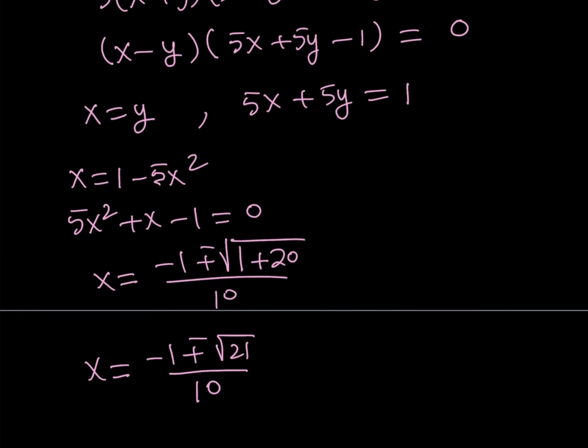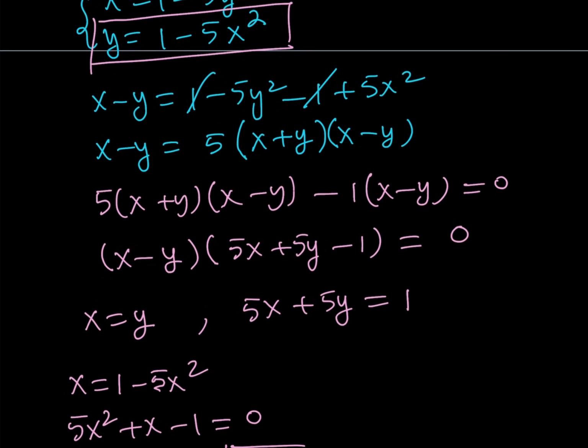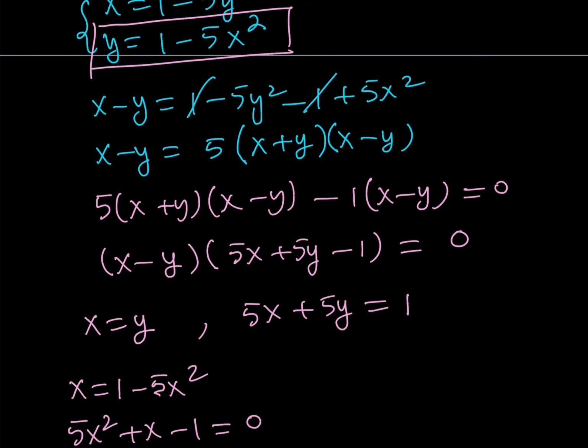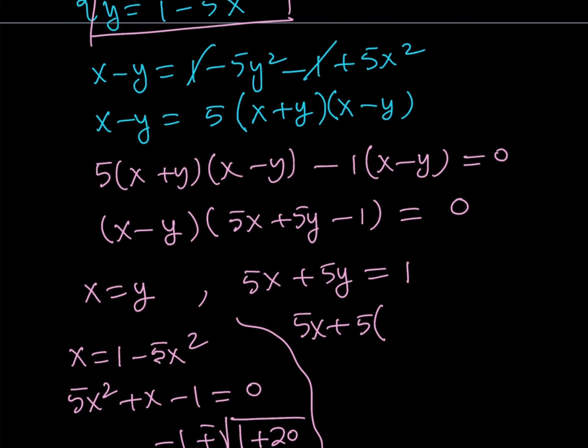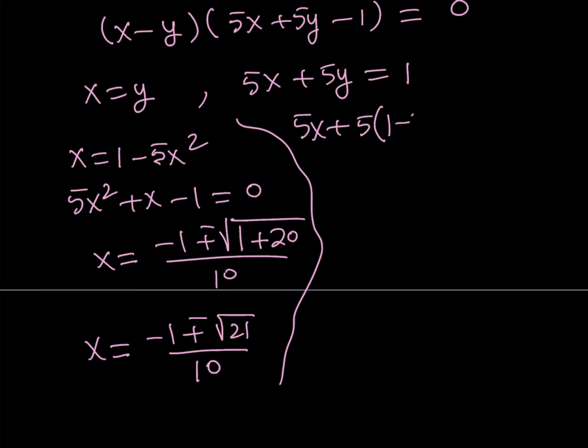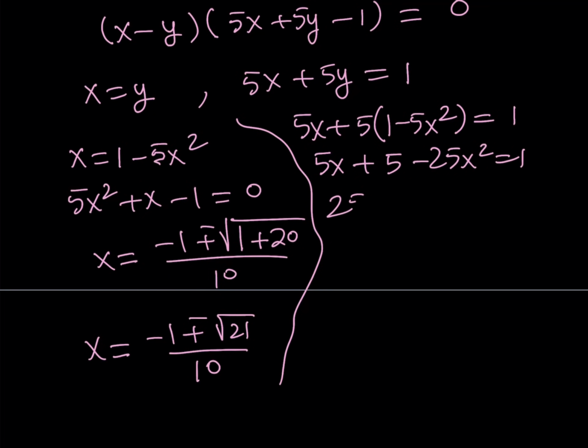5x plus 5y is equal to 1. And y can be replaced with 1 minus 5x squared. Let's go ahead and do it. So let's go ahead and separate these. 5x plus 5 times y, and y is equal to 1 minus 5x squared. Okay, and this also gives you a quadratic, so it should be easy to solve. 5x plus 5 minus 25x squared equals 1. 25x squared minus 5x minus 4 is equal to 0.